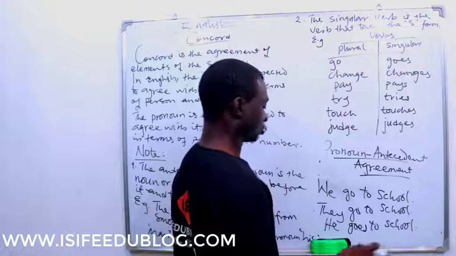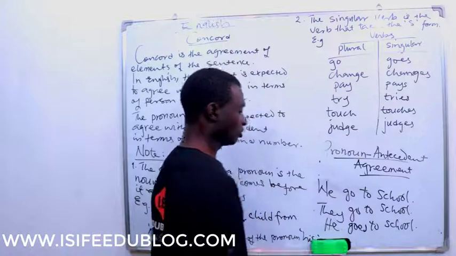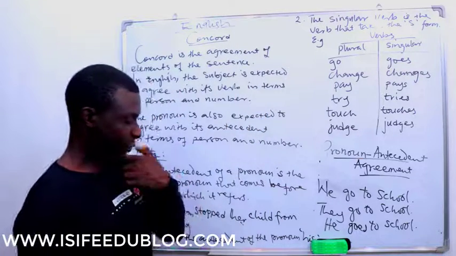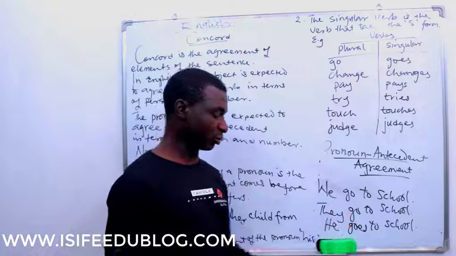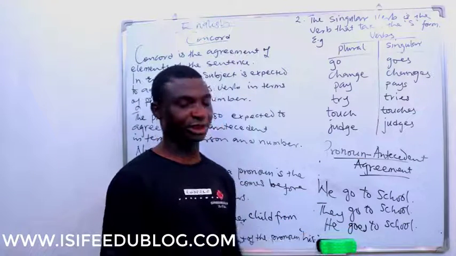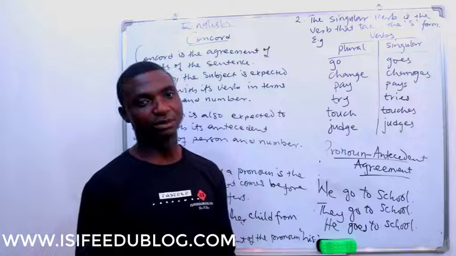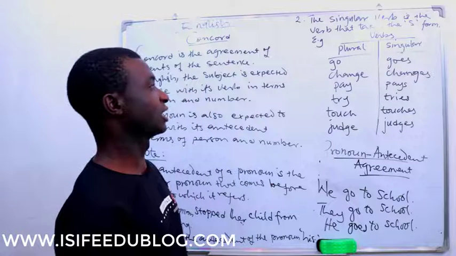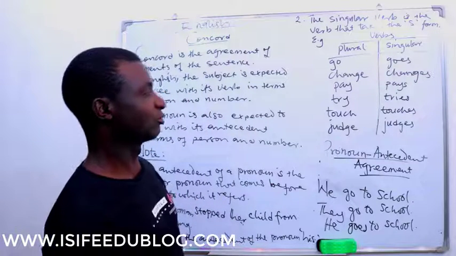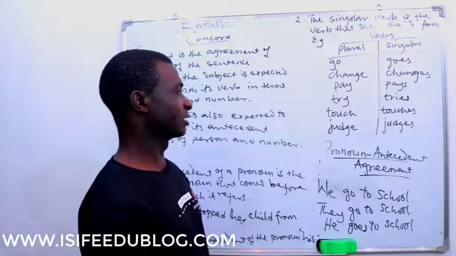Now, he goes to school. She goes to school, singular. They go to school, plural. So they is plural, go is plural. He is singular, goes is singular. Now, here is a table showing verbs, the plural forms and the singular forms.